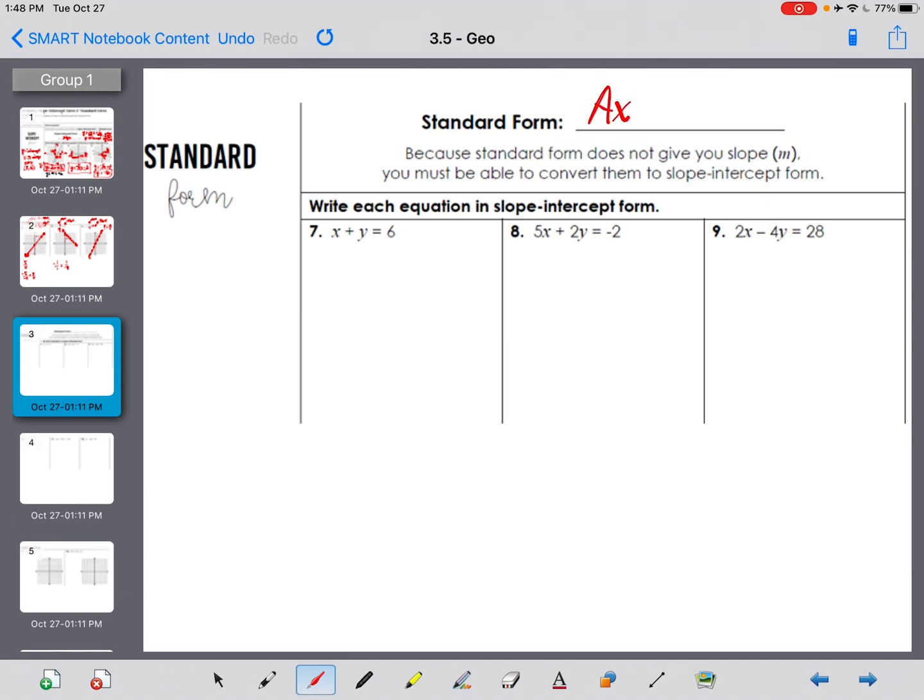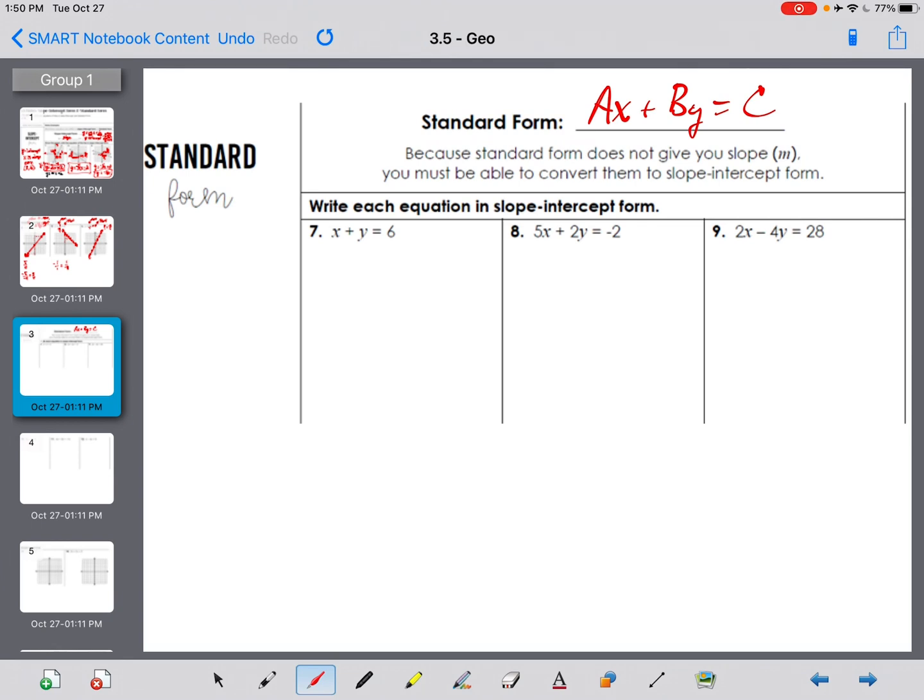Now let's talk about standard form. Standard form is Ax plus By equals C. Okay, and this is different than slope-intercept form, but only in how it appears. It's just been rearranged. We can move all of that stuff around to get y by itself and get it into slope-intercept form. But because standard form doesn't give you the slope, you must be able to convert it into that.